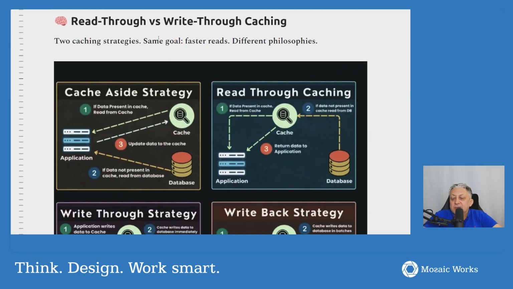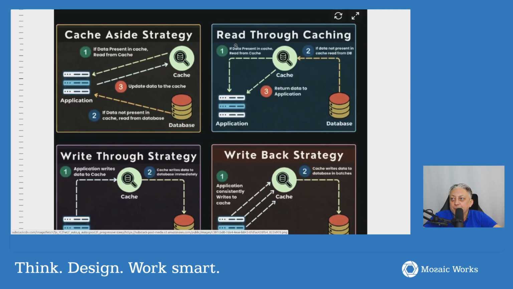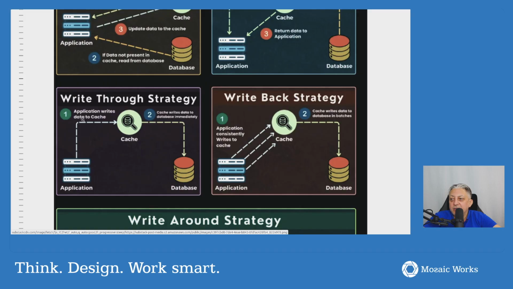Read-through versus write-through caching. Two caching strategies, same goal, faster reads, different philosophies. So read-through: if data is present in cache, read from cache. If data is not present in cache, read from DB and return data to the application. Write-through: the application writes data to cache, and the cache writes data to the database immediately.